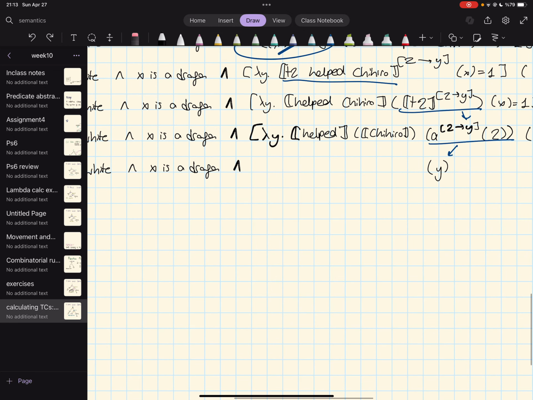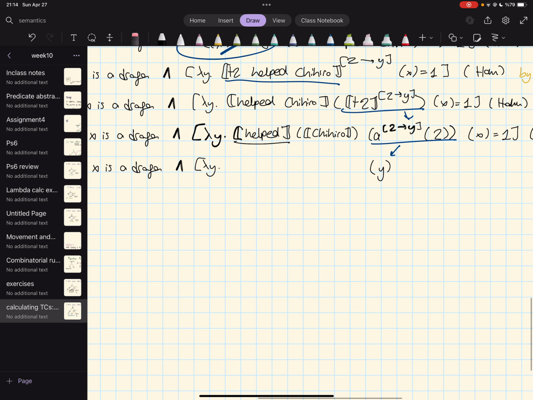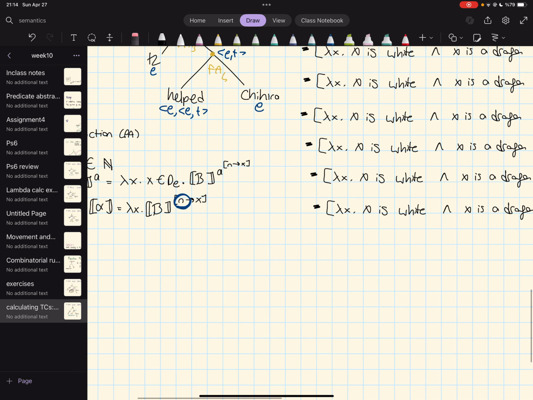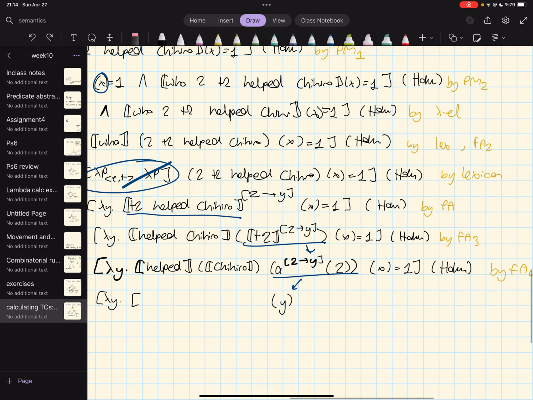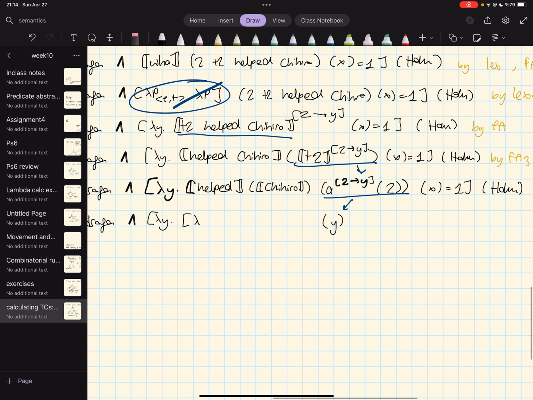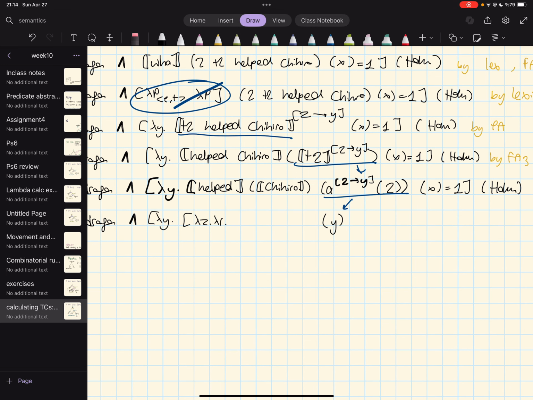Actually, the meaning of helped, we need to write it down. So the meaning of help, let's take a look. Help is a two-place function. Therefore, it takes 2 arguments, which one of them is Chiro and the other is Haku, basically. So since it has 2 arguments, I'm going to write down lambda x. But I've already used lambda x and I've already used lambda y. So let's now call it lambda z and lambda r.